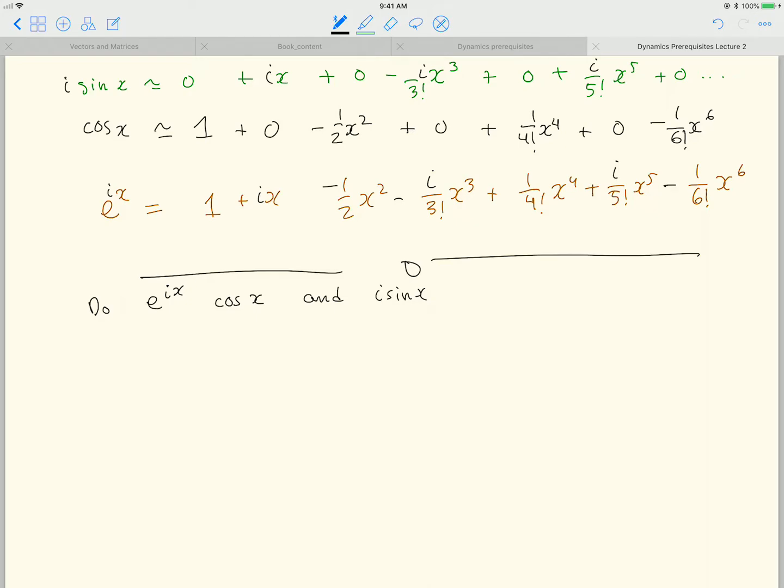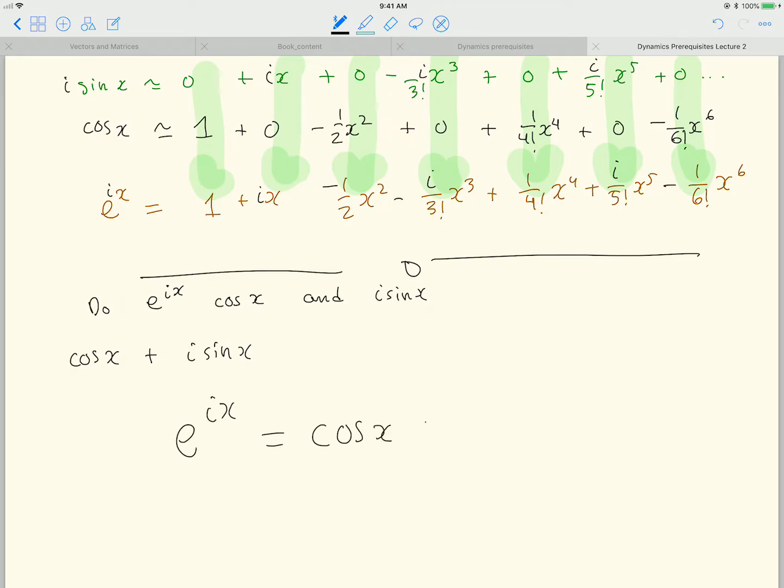And the thing is, if you sum cosine x plus i sine x, what you get is that they all match exactly. If you sum the first two, you get the third one. You get e to the ix. And that's true for as many terms as we can write. So what that means is that e to the ix is equal to cosine x plus i times sine x. It's another way of writing these numbers.